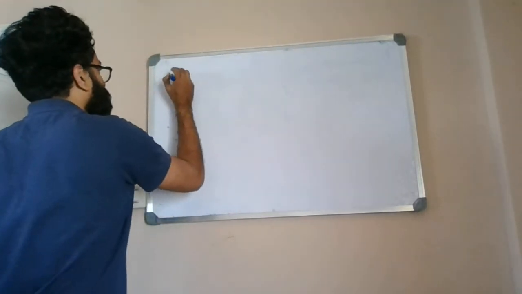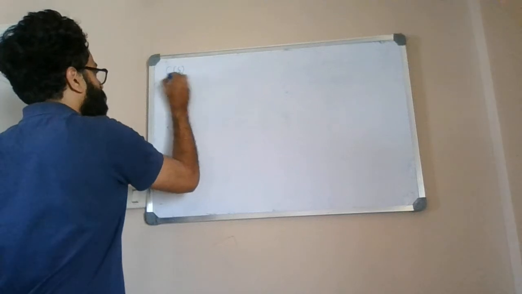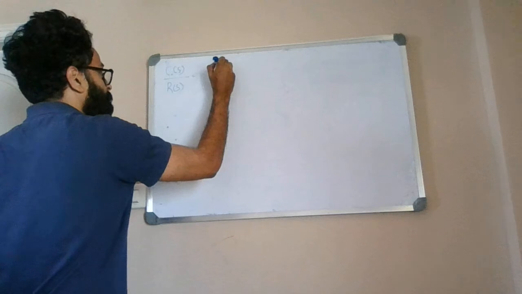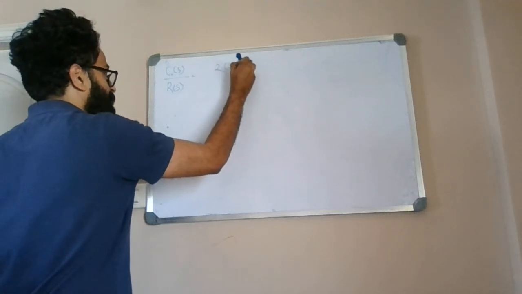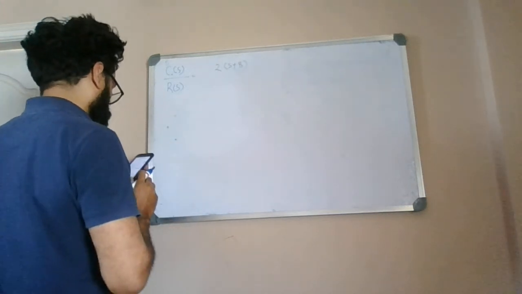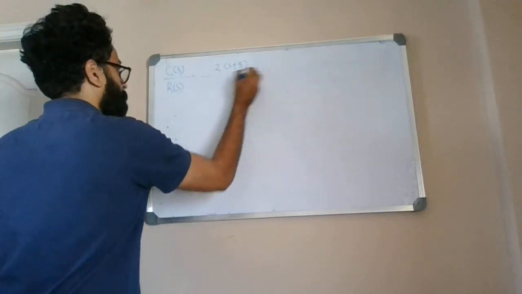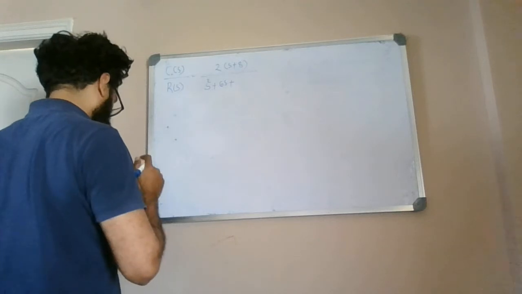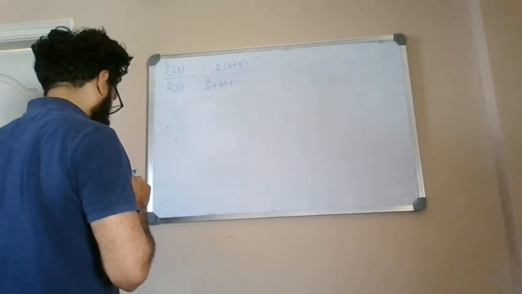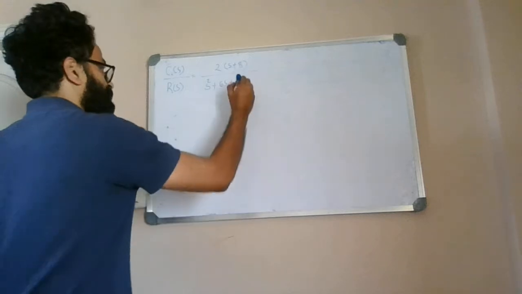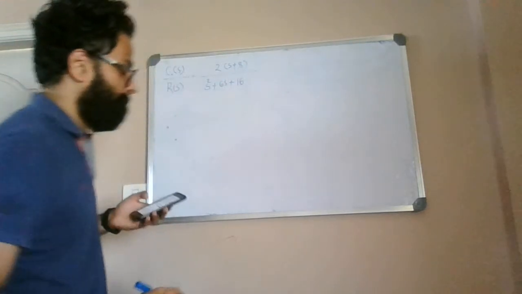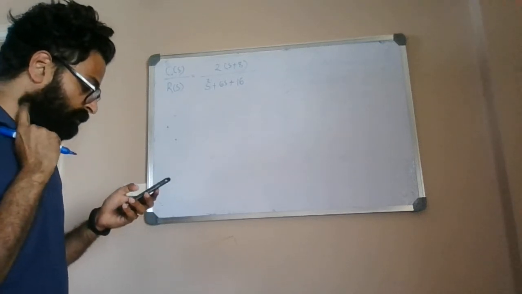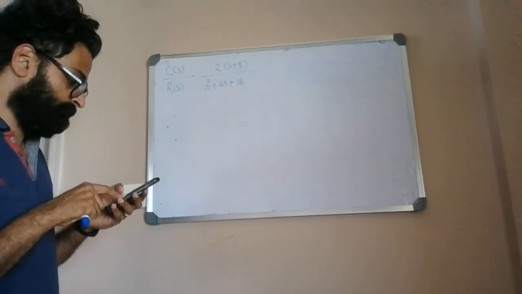So let me take it as it is. We have C of s by R of s is equal to (2s + 8) divided by (s square + 6s + 16). So that is your closed loop transfer function.